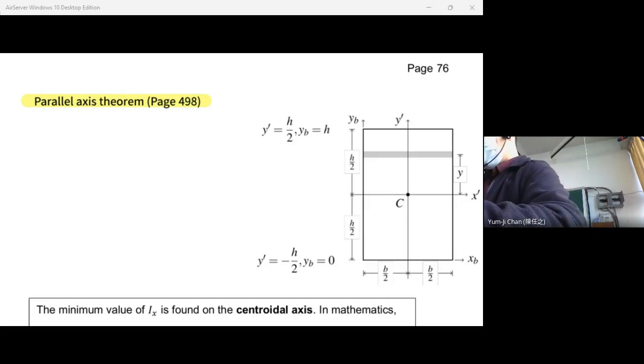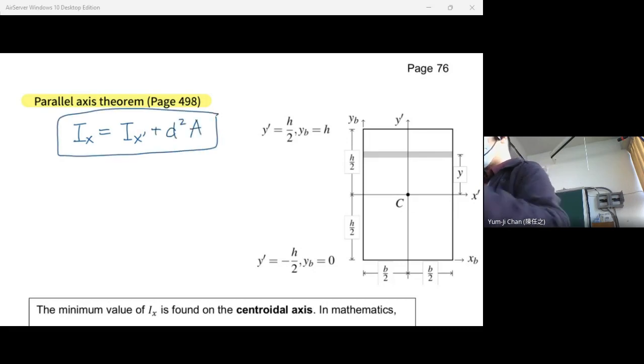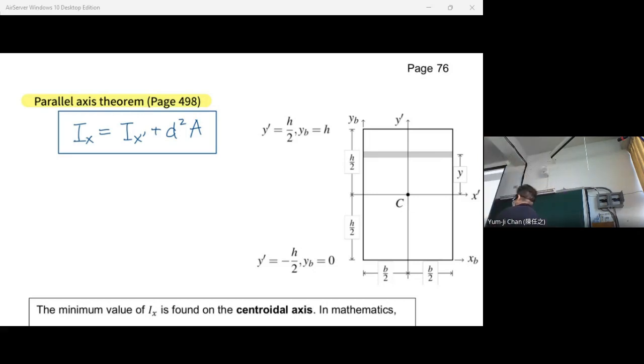It is Ix equals Ix prime plus d squared times A. And so let's look at what it means.